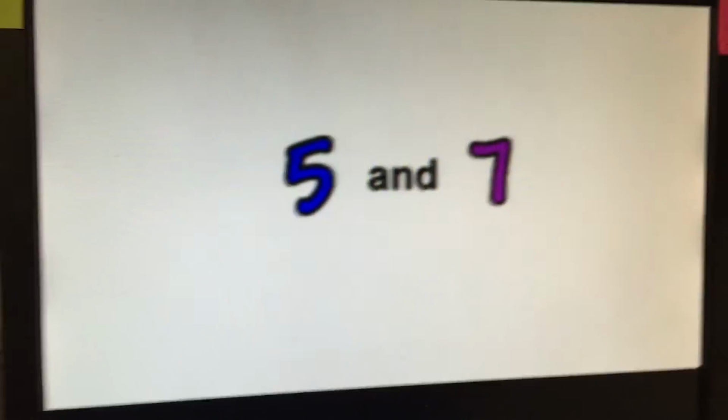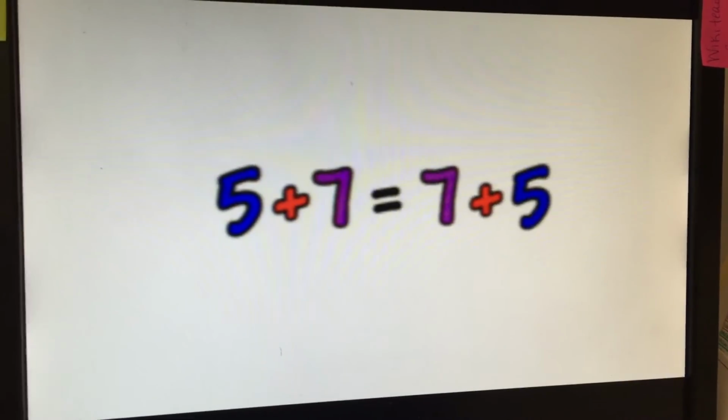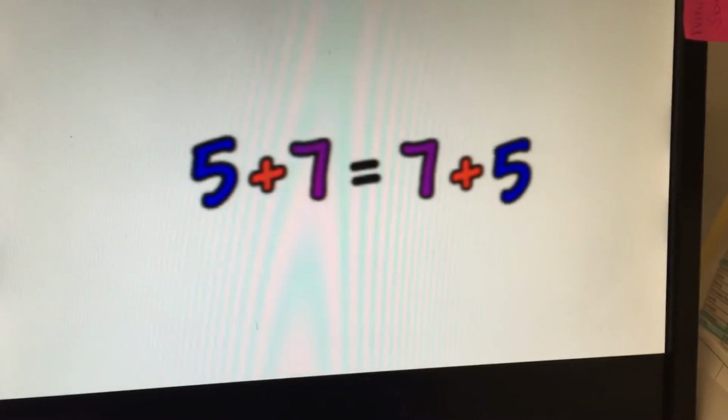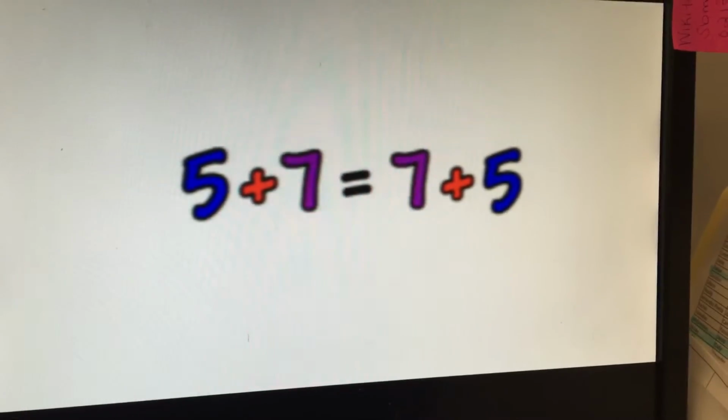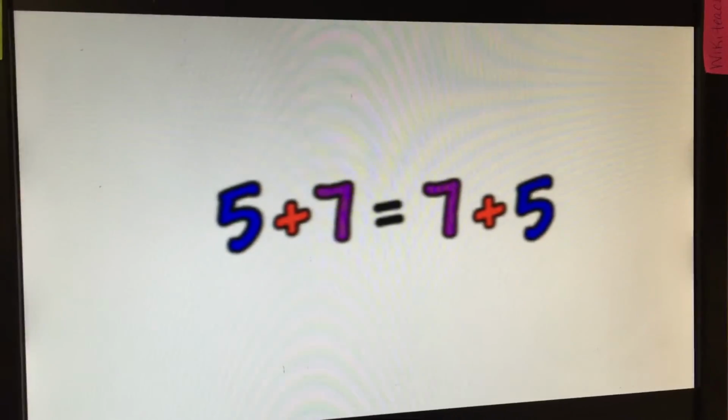Alright, let's try 5 and 7. So if we do 5 plus 7, it's going to be the same thing as 7 plus 5. The order of the add-ins does not matter. That is still going to equal 12, no matter which way I put my add-ins.